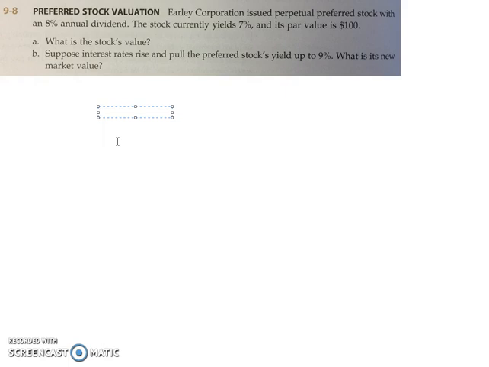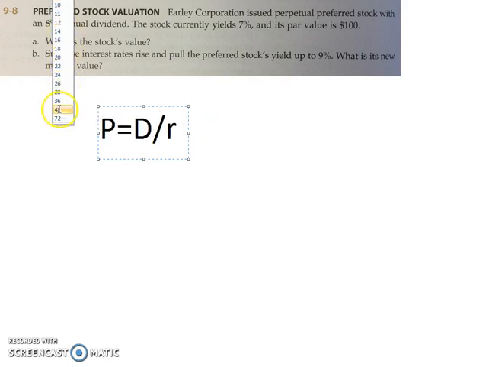All right, so we have to remember, how do we value preferred stock? Well, we know that the price of preferred stock equals the dividend divided by the required return. All right, so let me make this a little bigger so we can actually read it. There we go. Now let's go even bigger. So with this formula here, we can do anything we need to with preferred stock. We can figure out the dividend of preferred stock if we know price and the required return. We could figure out the required return if we know price and dividend, or we could figure out the price if we know the dividend and the required return.